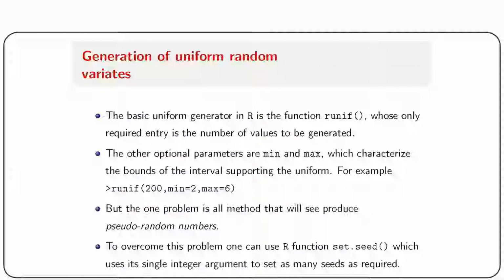The basic uniform generator in R is the function runif, whose only required entry is the number of values to be generated. The other optional parameters are min and max, which characterize the bounds of the interval supporting the uniform. For example, you can write runif, then 200, say 200 samples you want to generate, then min 2 and max 6, that is for uniform(a, b), a is 2 and b is 6.